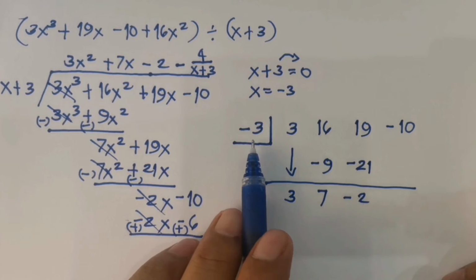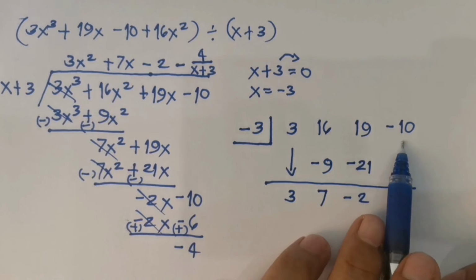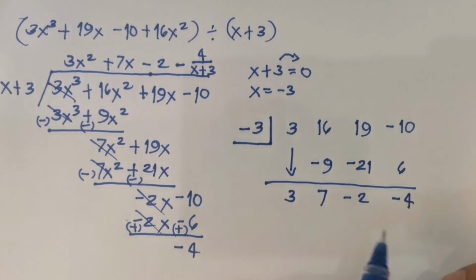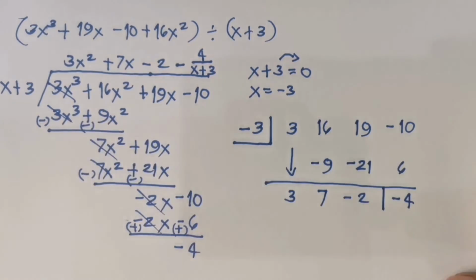Negative 2 times negative 3 is positive 6. Then if we add this, that will be negative 4. Then yung sagot natin sa last part, put a bar here. So we will know that this negative 4 is our remainder. Okay? So how are we going to write this in polynomial form?